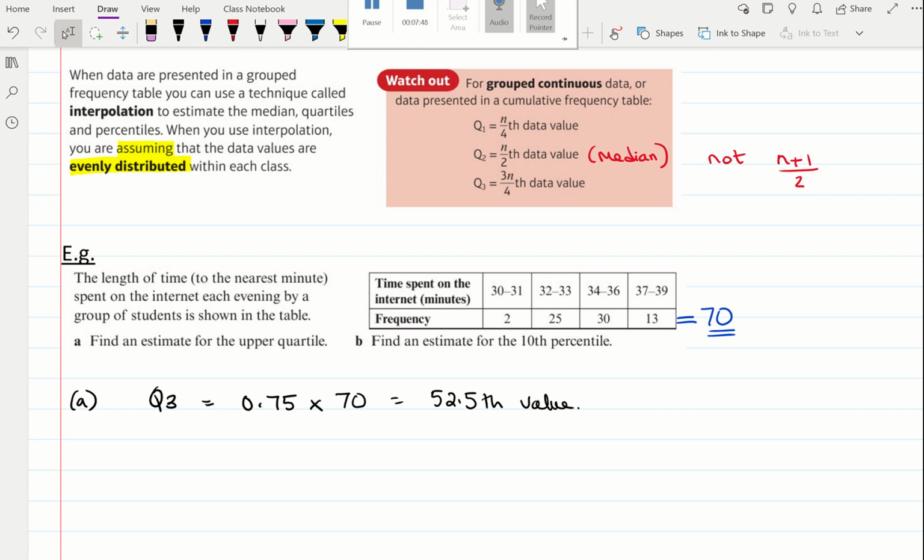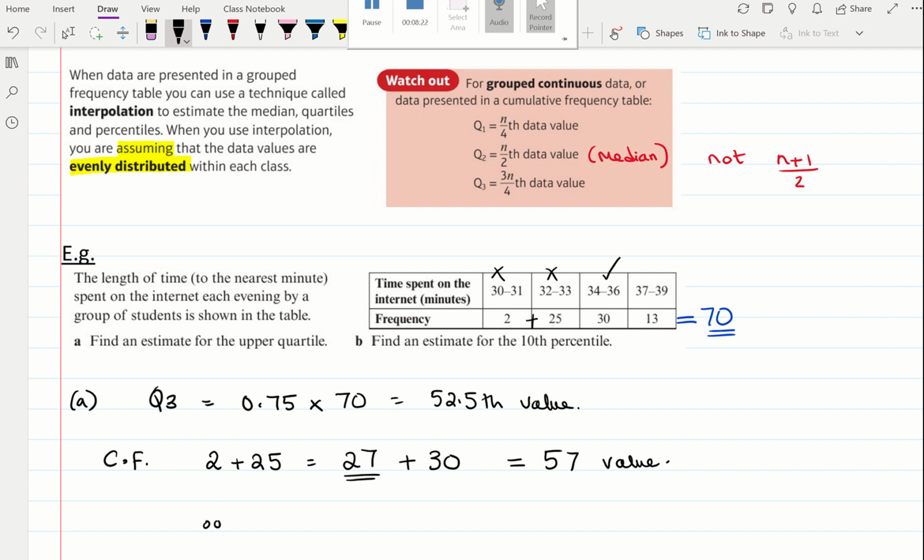So let's have a look. Which class is the 52.5th value? Let's start adding these up, a kind of cumulative frequency. It's certainly not 30 to 31 because there are only 2 people there. If I add 25, that gives me 27 people, so it's not going to be here either. If I add 30, I get 57 values.